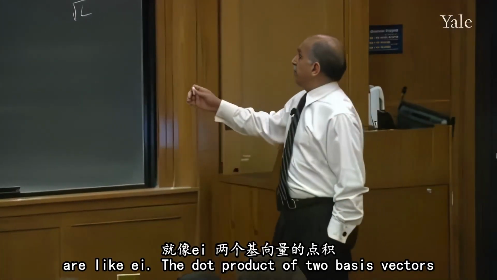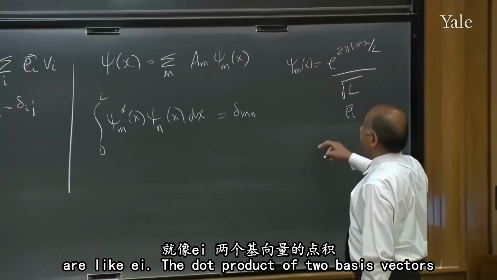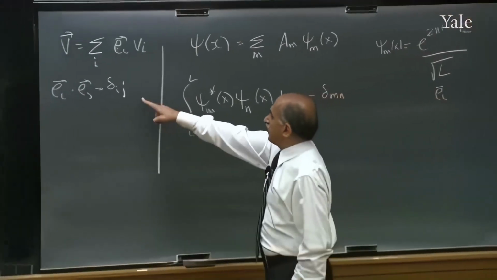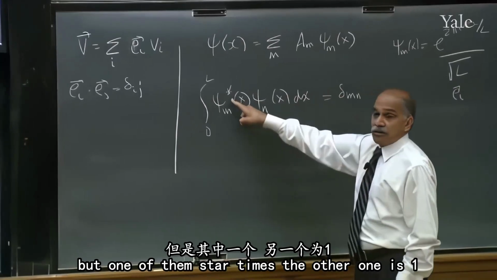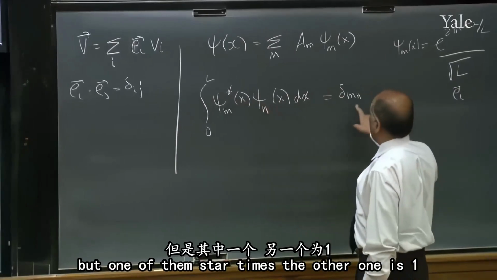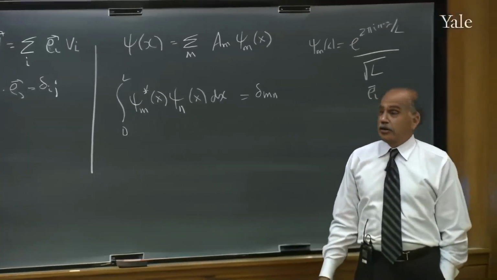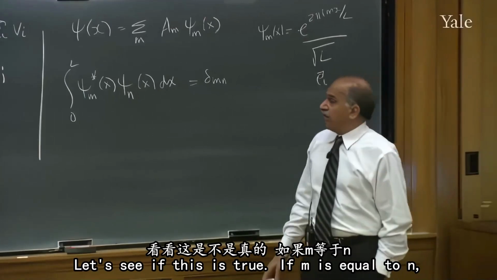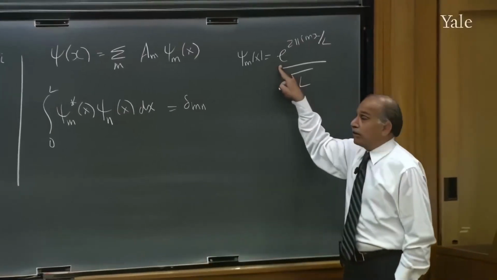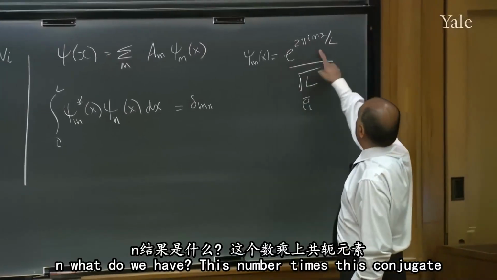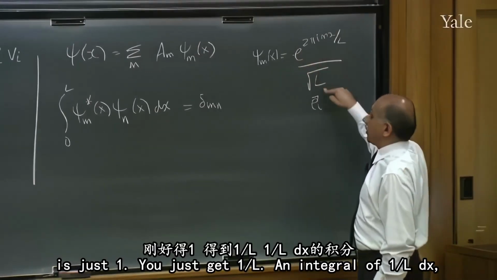So the basis functions psi sub m are like E sub I. The dot product of 2 basis vectors being delta ij is the same here, like saying the integral of one of them star times the other one is 1 if it's the same function and 0 if it's not the same function. Let's see if this is true. If m is equal to n, can you do this in your head? If m is equal to n, what do we have? This number times its conjugate is just 1. You just get 1 over L.